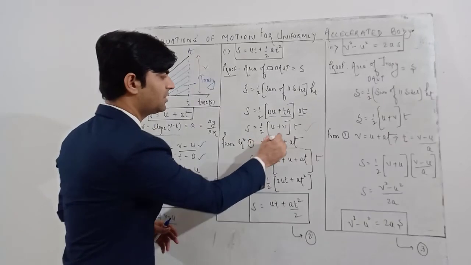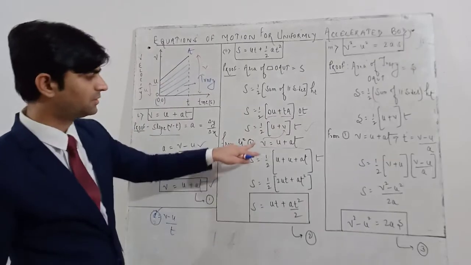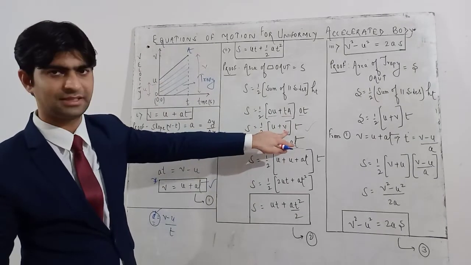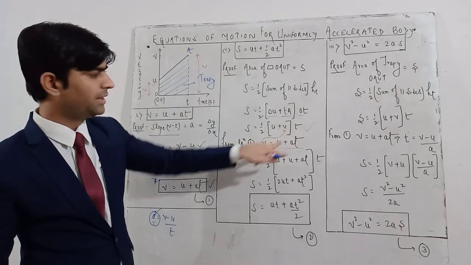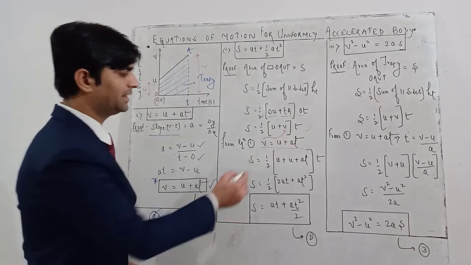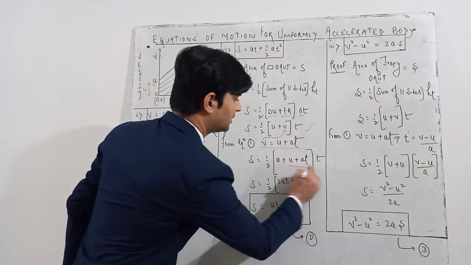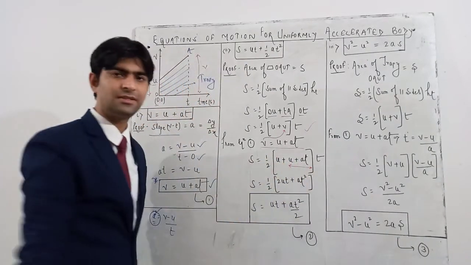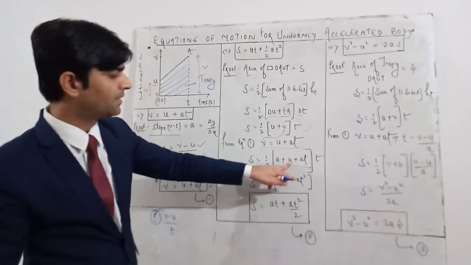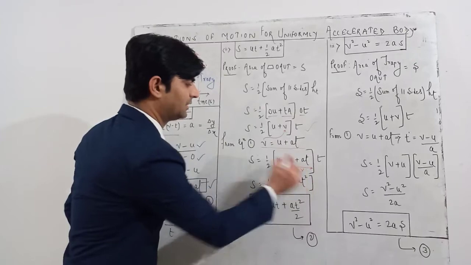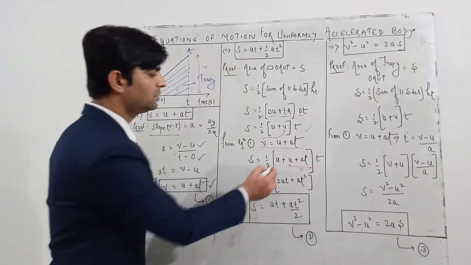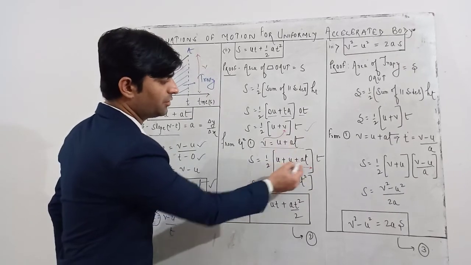This V we have to replace here. You have to put this V equals U plus AT in this equation. So if you put V equals U plus AT, this is the replacement for V. This is V, U plus AT. So in place of V, you have written U plus AT.